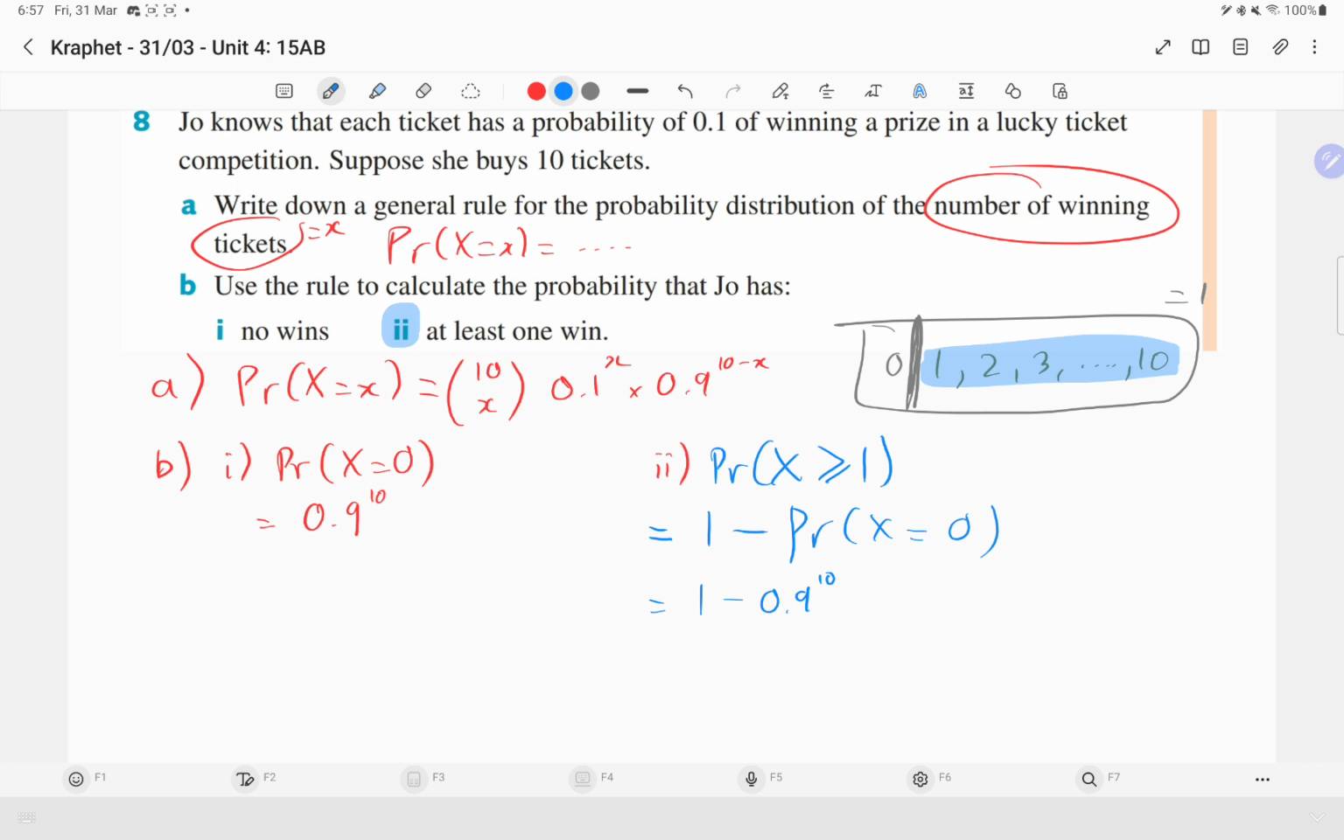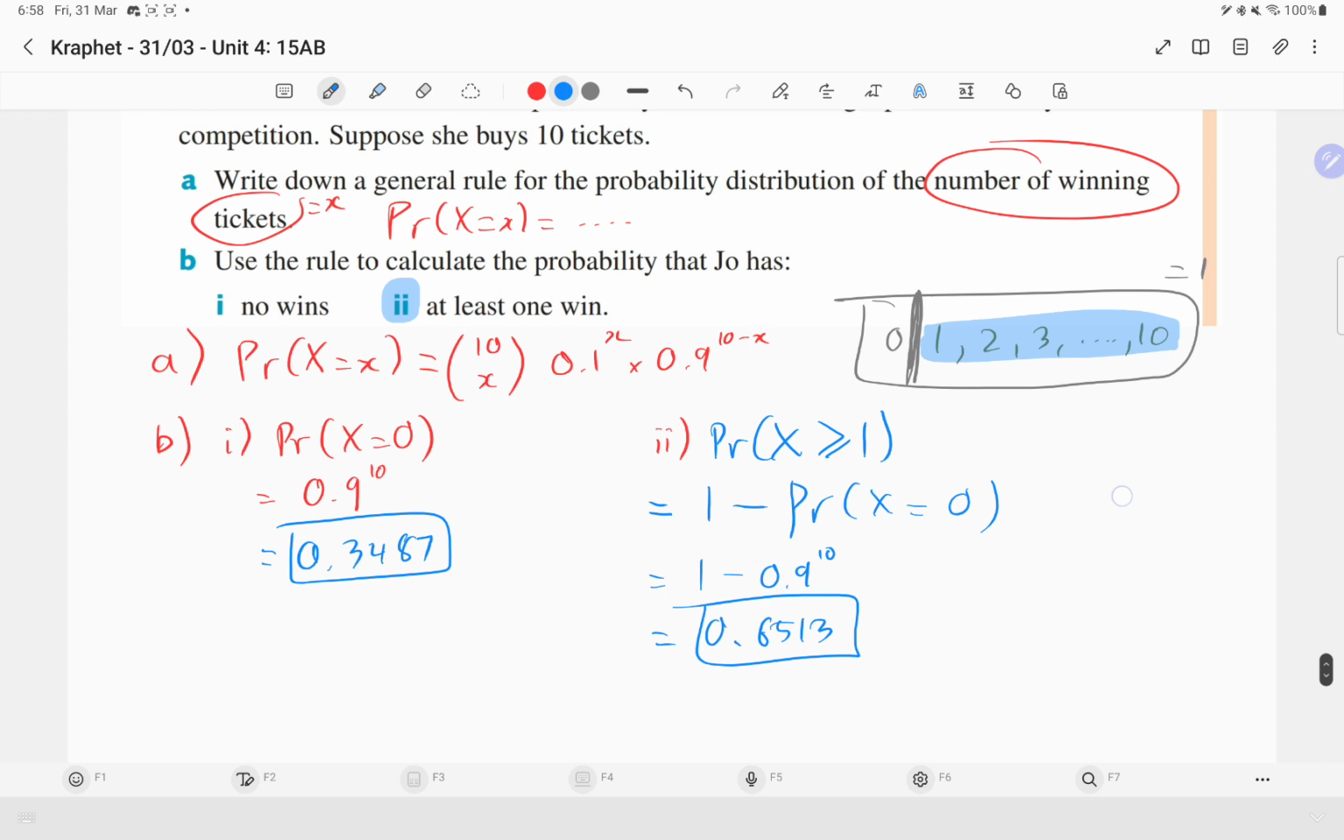You can also just calculate what that is. So 0.9 to the power 10 would be 0.3487, and then 1 minus that would be 0.6513. You can even use the binomial CDF and PDF functions on the calculator, and you should get the same answer. Okay, so that's question 8.